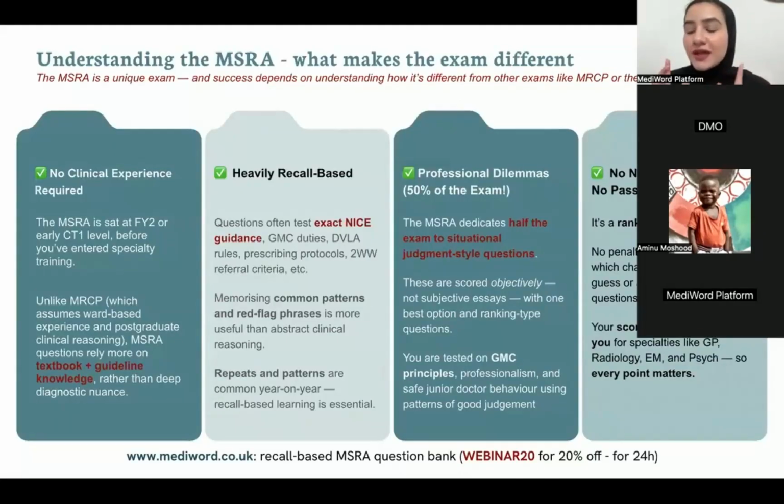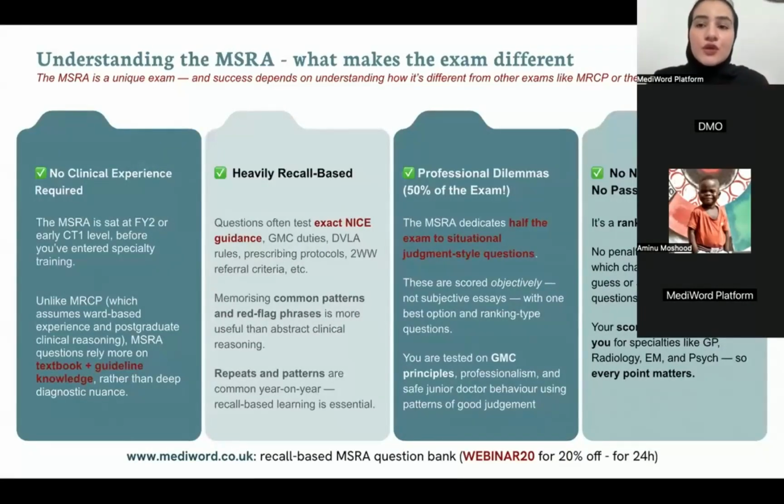I'm just going to spend 5 minutes going through some things to remind you about clinical revision before I start the SJT part. So, revising for the clinical part of the MSRA exam. It's an exam that's heavily textbook and guideline based. Because it's designed to be taken during F2, they don't expect anyone sitting the exam to have immense clinical experience. So the answers do not come from your clinical experience, they come from your knowledge of the guidelines.